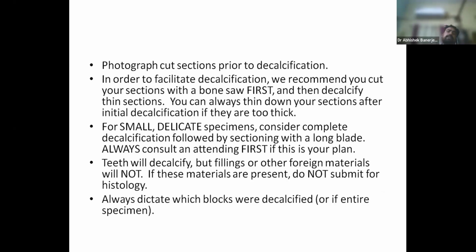Photographs of the cut sections should be very clear and taken prior to decalcification, in order to orient. We recommend you cut your sections first with the bone saw and then decalcify the thin sections. But sometimes that is difficult, so you can do it the other way also. I have tried, it is not that bad.